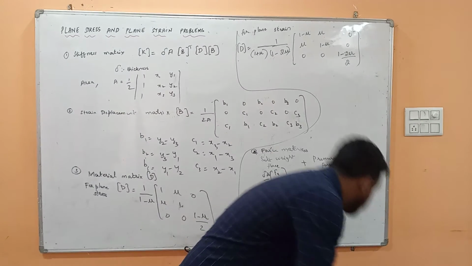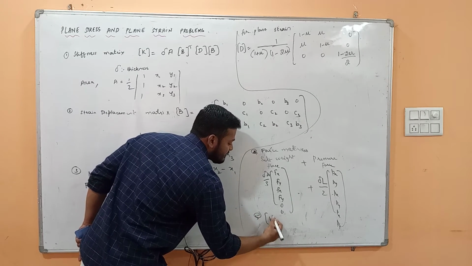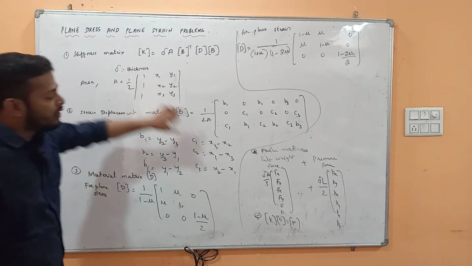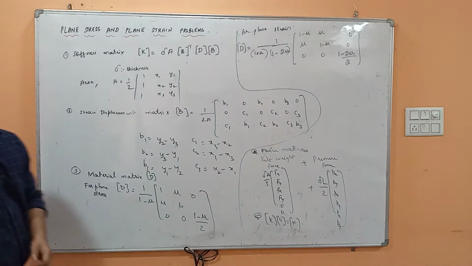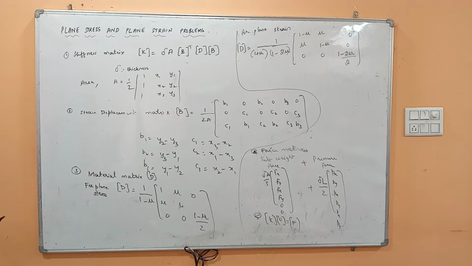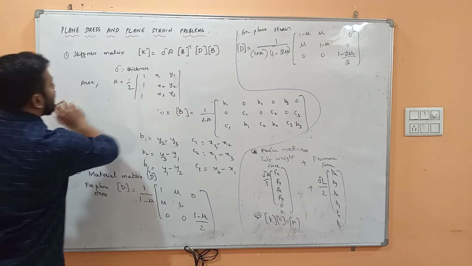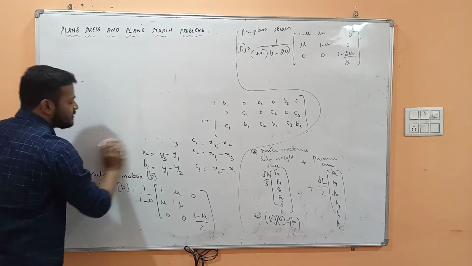Okay, so after getting this stiffness matrix and the force matrix, we are going to substitute in the finite element equation, the same equation which we have been using till now, that is K into U is equal to F. So we got K, we got F, and after substituting in K into U is equal to F, we are going to get the nodal displacements. Okay, so we are going to solve the first problem. I'll write down the question here. So you'll have to remember these four formulas in order to solve problems on plane stress and plane strain.